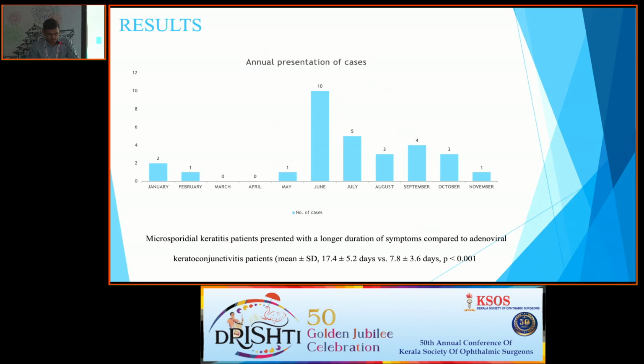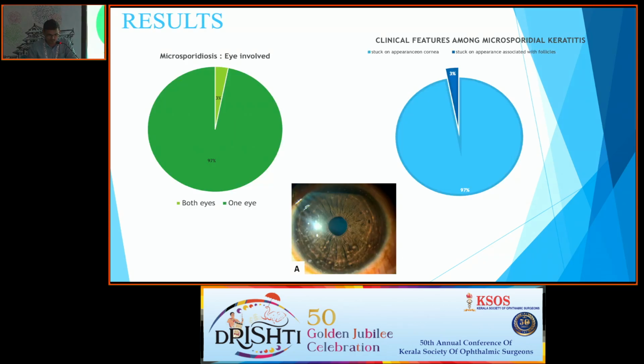So the peak prevalence of the disease was noticed in rainy season, especially between the months of June to August. And patients with microsporidiosis also had longer duration of symptoms compared to its adenoviral counterpart. Microsporidiosis patients typically had a unilateral ocular involvement presenting as a stuck-on appearance on the cornea due to the presence of spores, and we can see the slit lamp photograph showing the same.